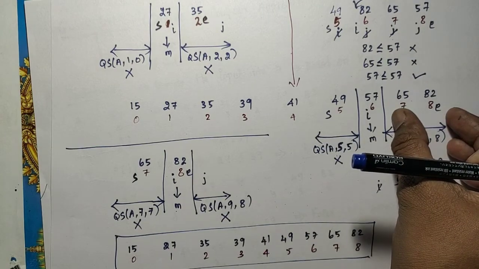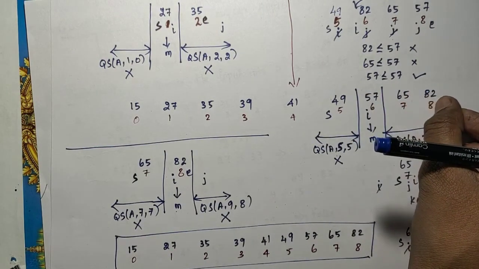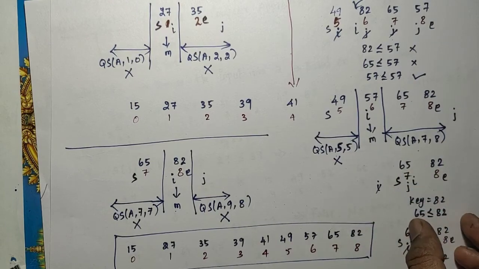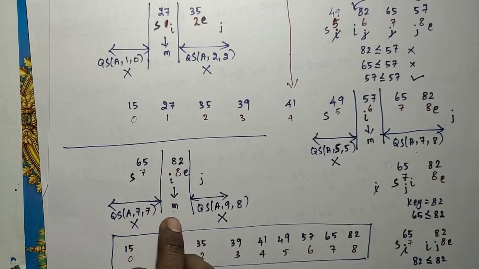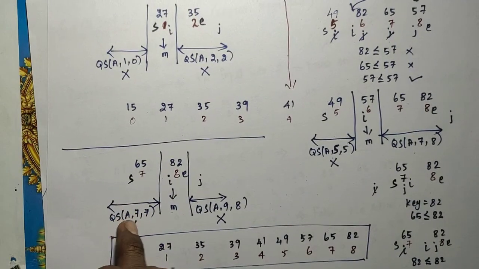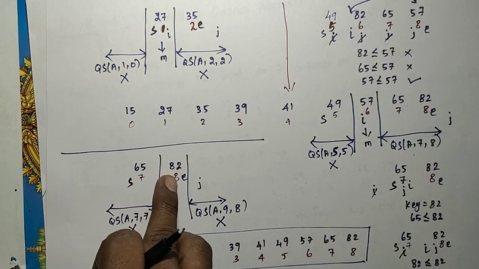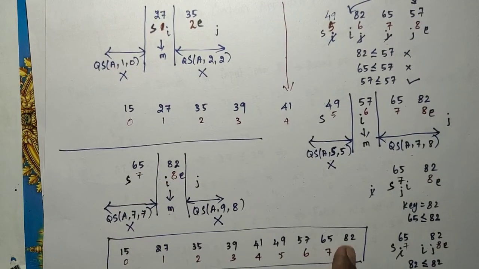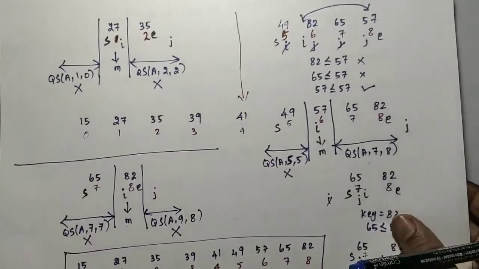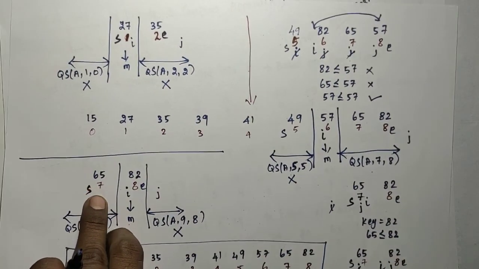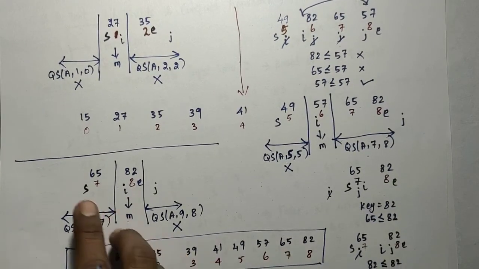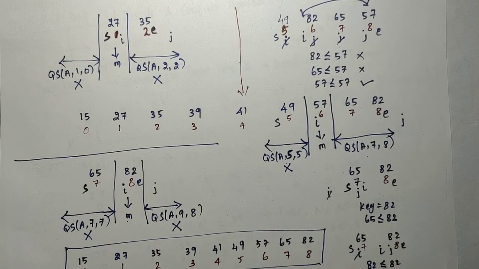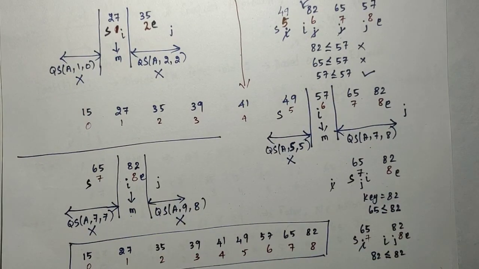Only I need to apply the quick sort for the right side of the 57, 65 and 82. For these two elements, if you apply the quick sort, based on the 82 the split happens. So based on the 82, this is the middle element. The left side is 65 and the right side has no elements. It means that 82, the 8th position, is sorted. And if you apply the quick sort for this 65 alone, 65 will be in its corresponding position. Only one element, no element on the right side. So finally we are getting the sorted elements. So thank you.